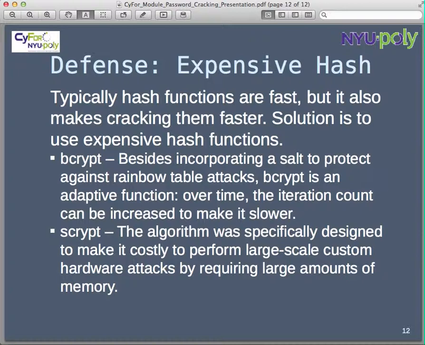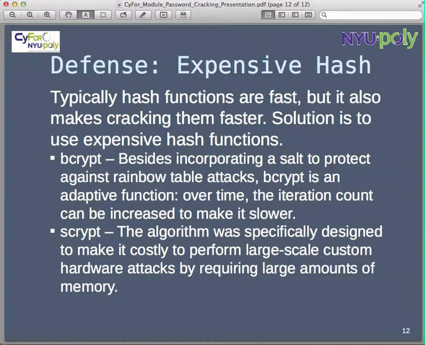So this is an interesting idea. What you're essentially doing is making every computation of the hash value take longer, so there are only so many candidates that can be tried in any given amount of time.